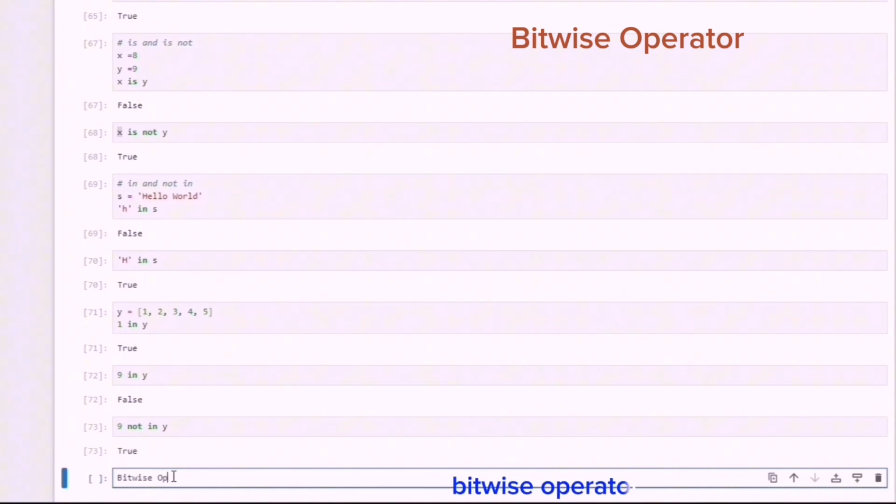Bitwise operator. I would like to take my time to explain this. So if you are tired, please go and take a chill, then come back.